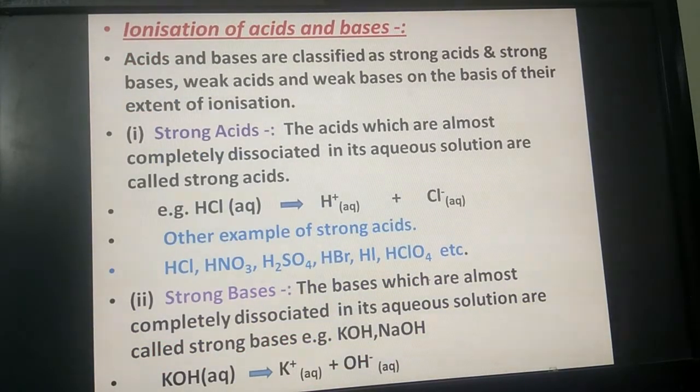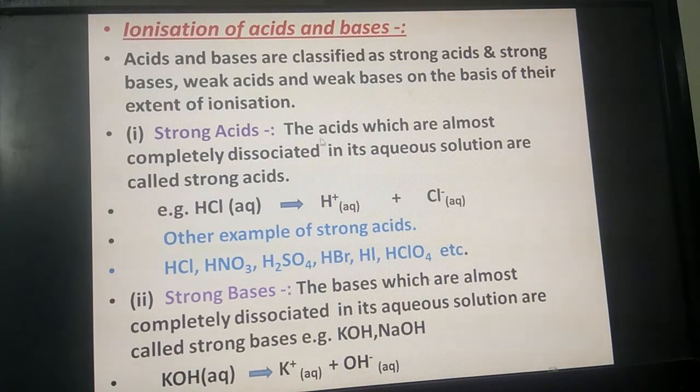Then next, ionization of acids and bases. What is meant by ionization? The splitting up of molecules into positive and negative ions in a solution is called ionization, or the formation of ions is called ionization. Here, acids and bases are classified as strong acids, strong bases, weak acids and weak bases on the basis of their extent of ionization. There are four types: strong acid, strong base, weak acid, weak base.